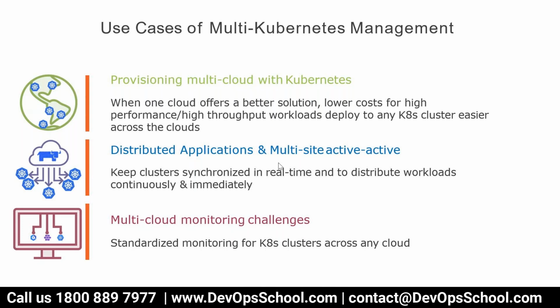Let's say right now you are running Kubernetes on AWS. Suddenly Azure got cheaper. Can we migrate to the other cloud with little challenge? Functionality like Rancher or OpenShift can help you. Another use case is distributed applications and multi-site active setups. You can have two clusters in a distributed environment, active-active or active-passive, and plan for it. Also backup clusters and multi-cloud monitoring challenges.